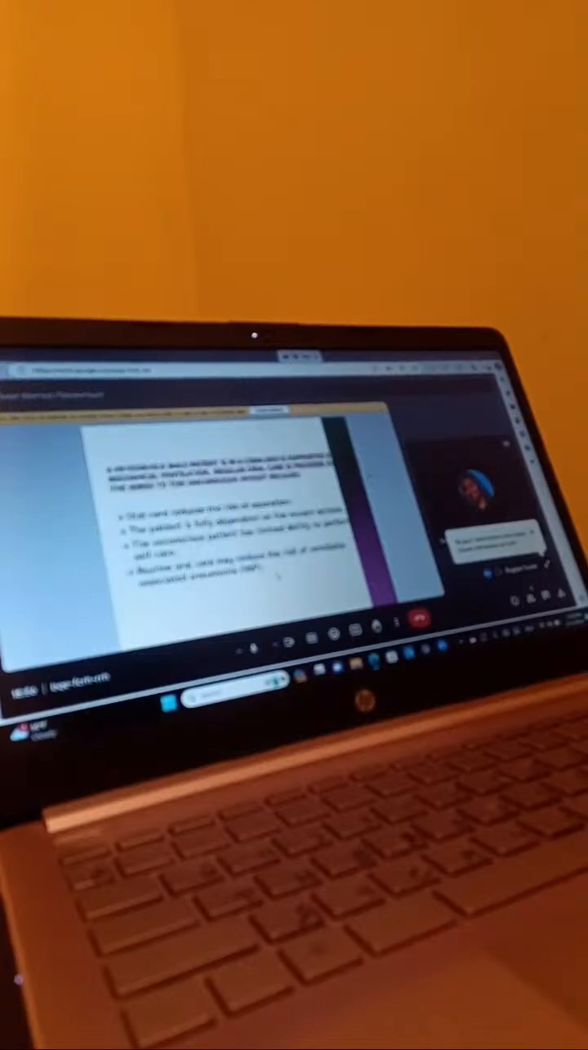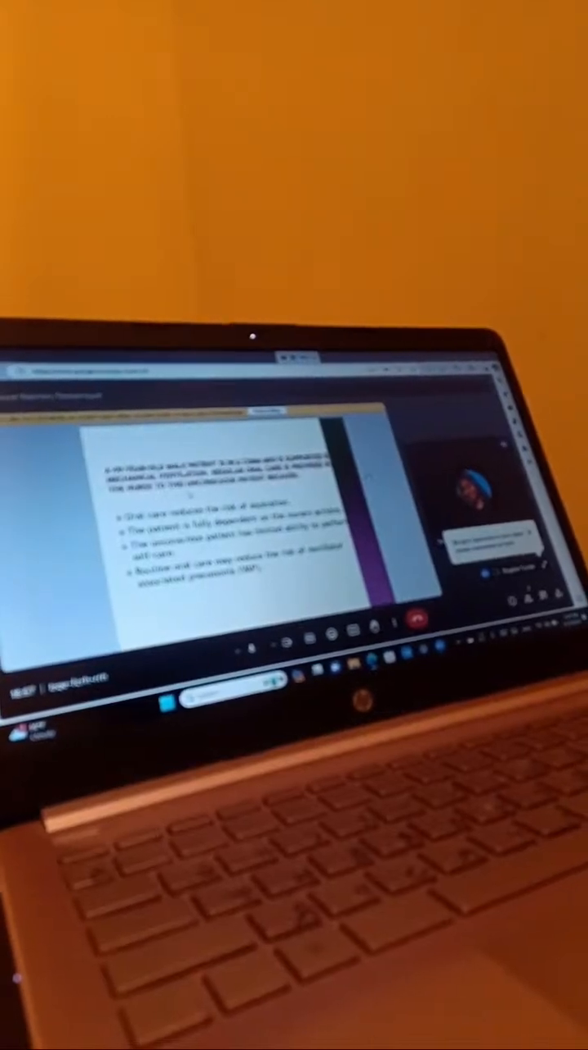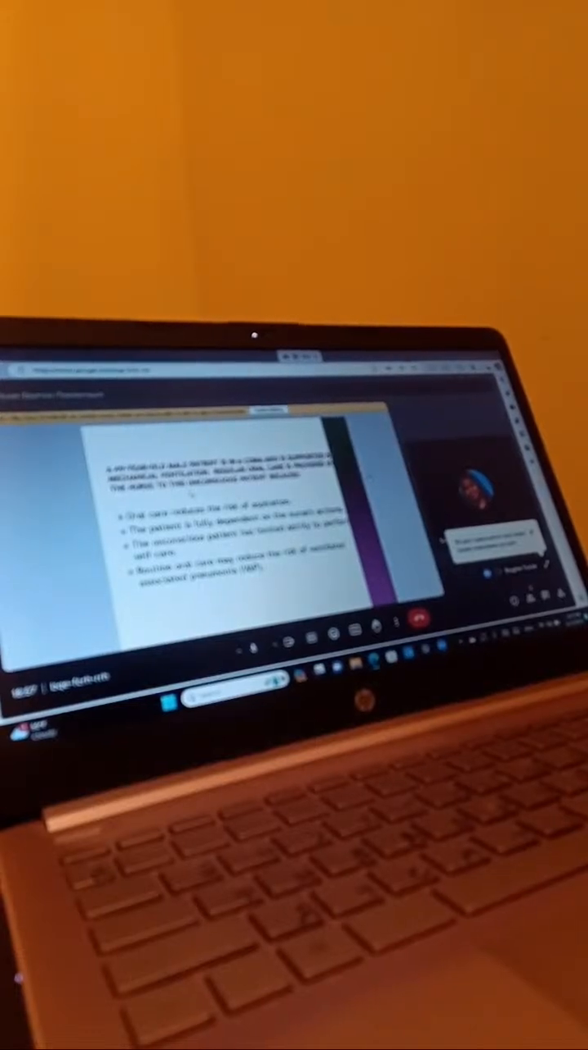Okay, next one. A 49-year-old male patient is in a coma and is supported by mechanical ventilator. Regular oral care is provided by the nurse to this unconscious patient because... So, is this a select all that apply? No, only one answer. Only four answers, so only one is correct. Yes, oral care reduces the risk of aspiration.